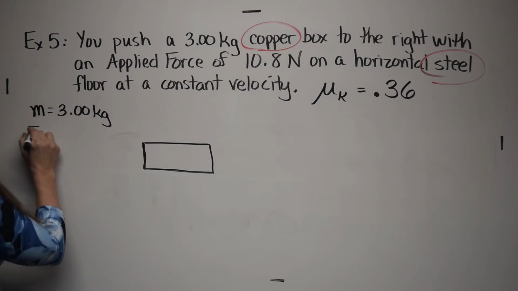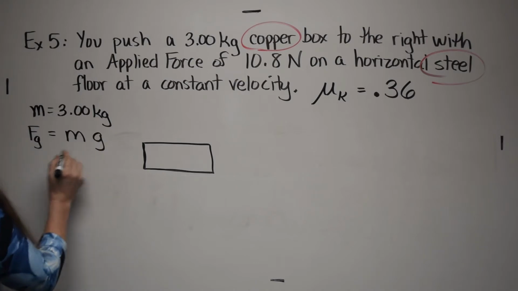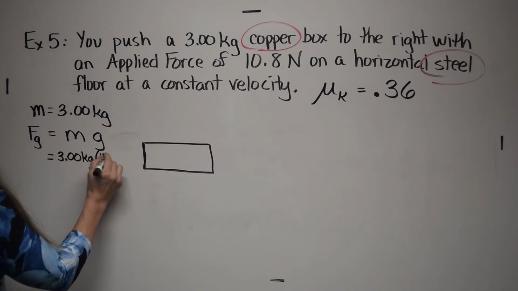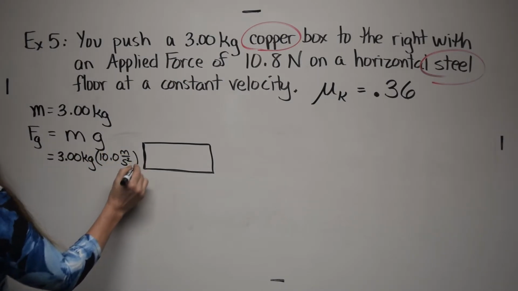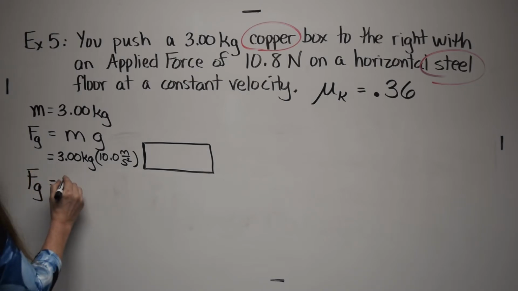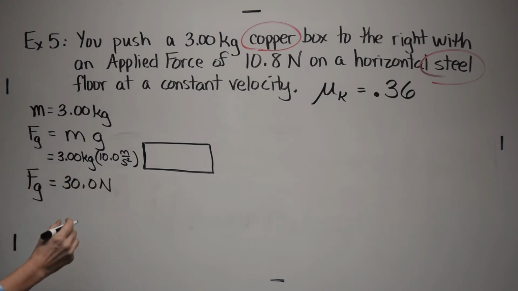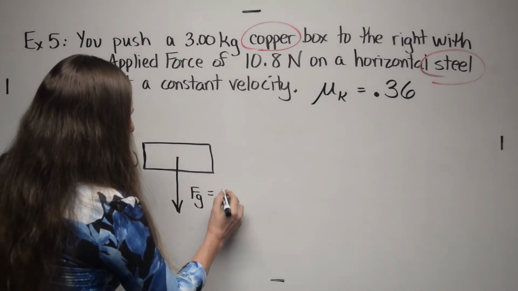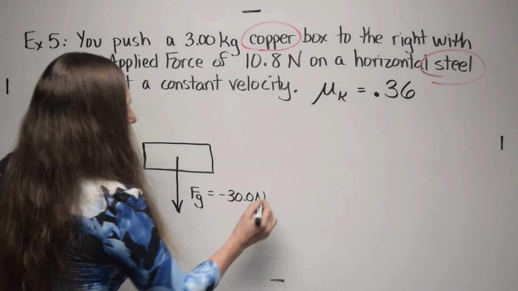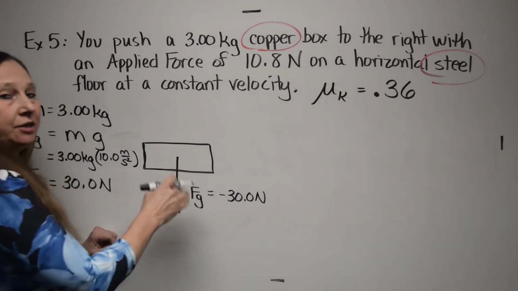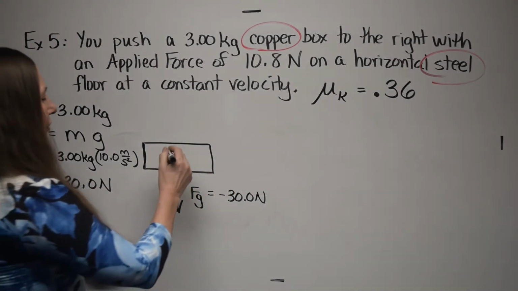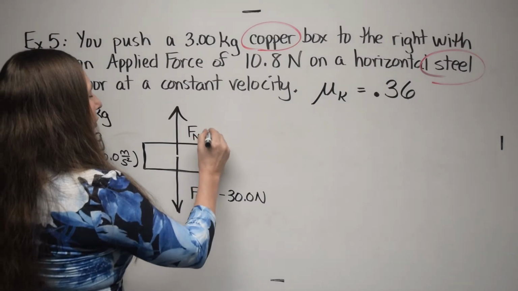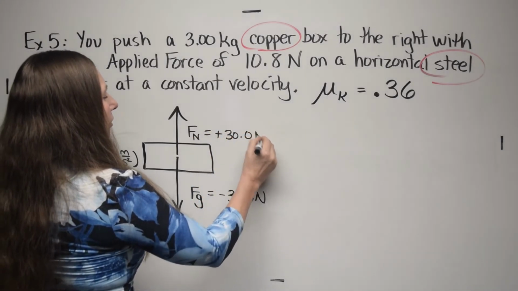We're going to convert the mass to weight. Fg equals m times g. The mass of the box is 3 kilograms. g for the Earth is 10.0 meters per second squared. So the weight of the box is 30 newtons, straight down. Fg equals negative 30 newtons because it's down. Now, the box is resting on a flat surface, so the normal force opposes the weight exactly. F normal equals positive 30 newtons.